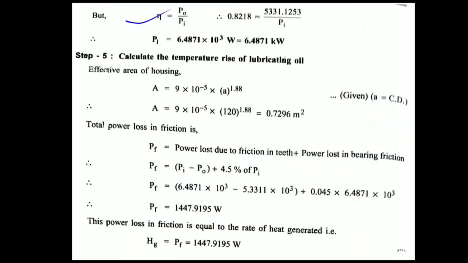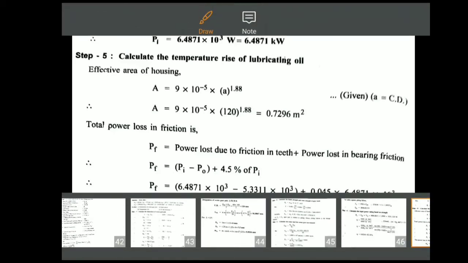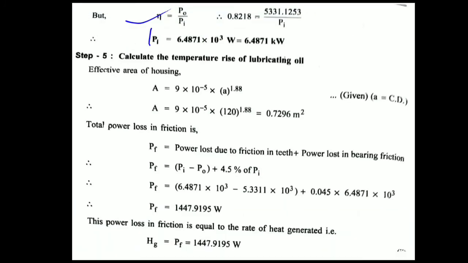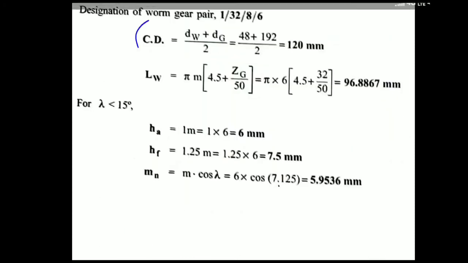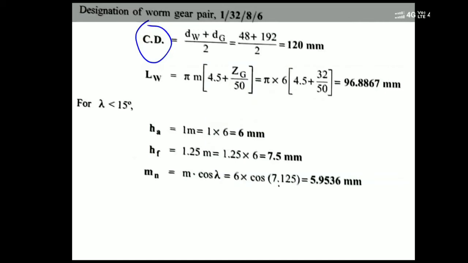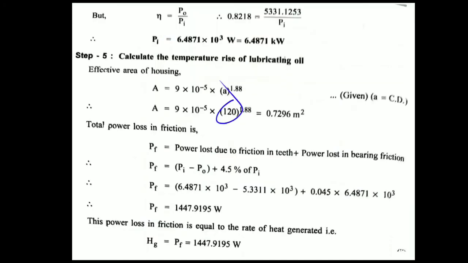Therefore input power is PO by eta, output power by efficiency. Output power we know, it is given data, through which we'll get the input power of 6.4 kilowatt. This is for the efficiency condition. Now we are using the thermal effect, the temperature condition, because these conditions are also given. Now effective area they have given, 9 into 5 into A raised to, where A is nothing but the center distance. So the center distance we have calculated, see here, center distance 120. So the same value I will keep here, 120, through which area will be 0.7 meter square.